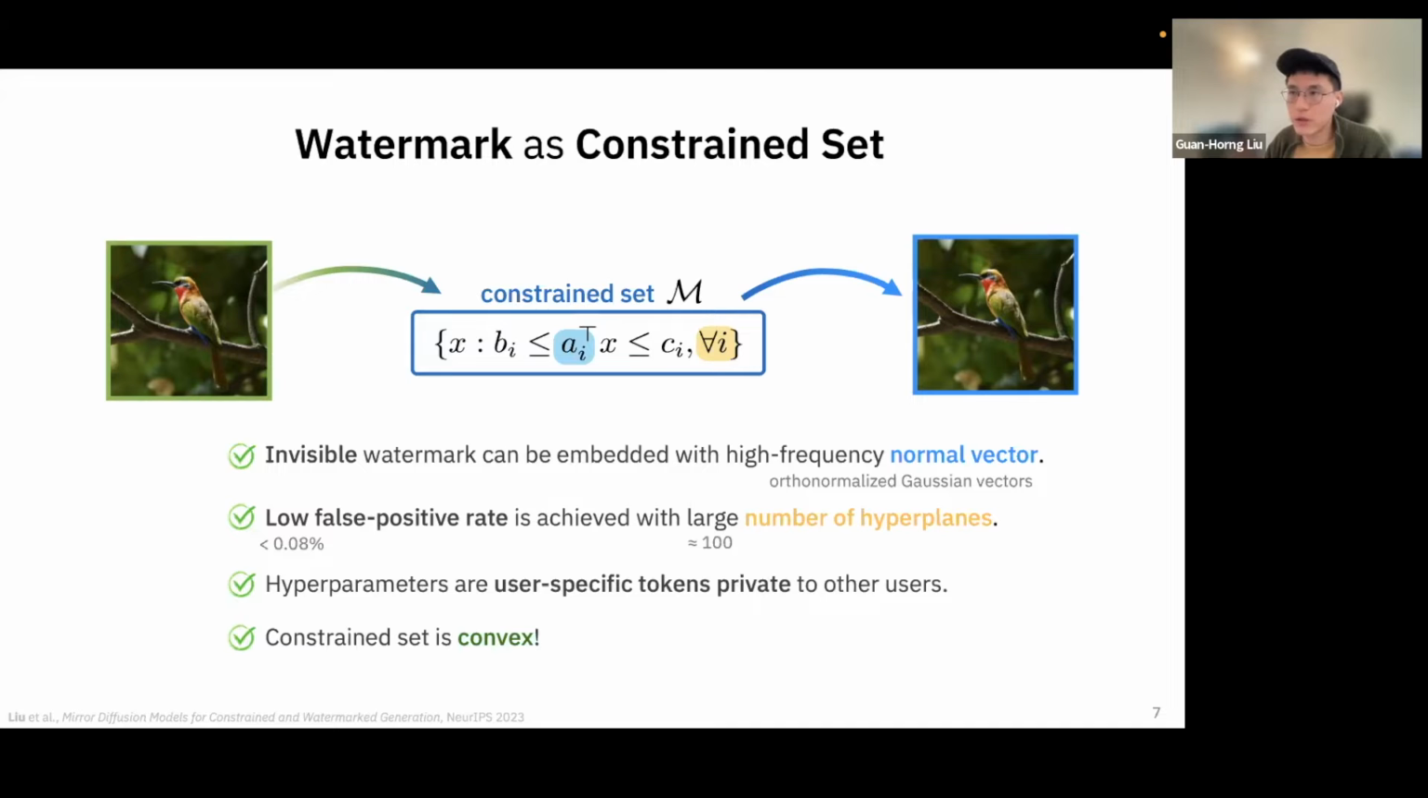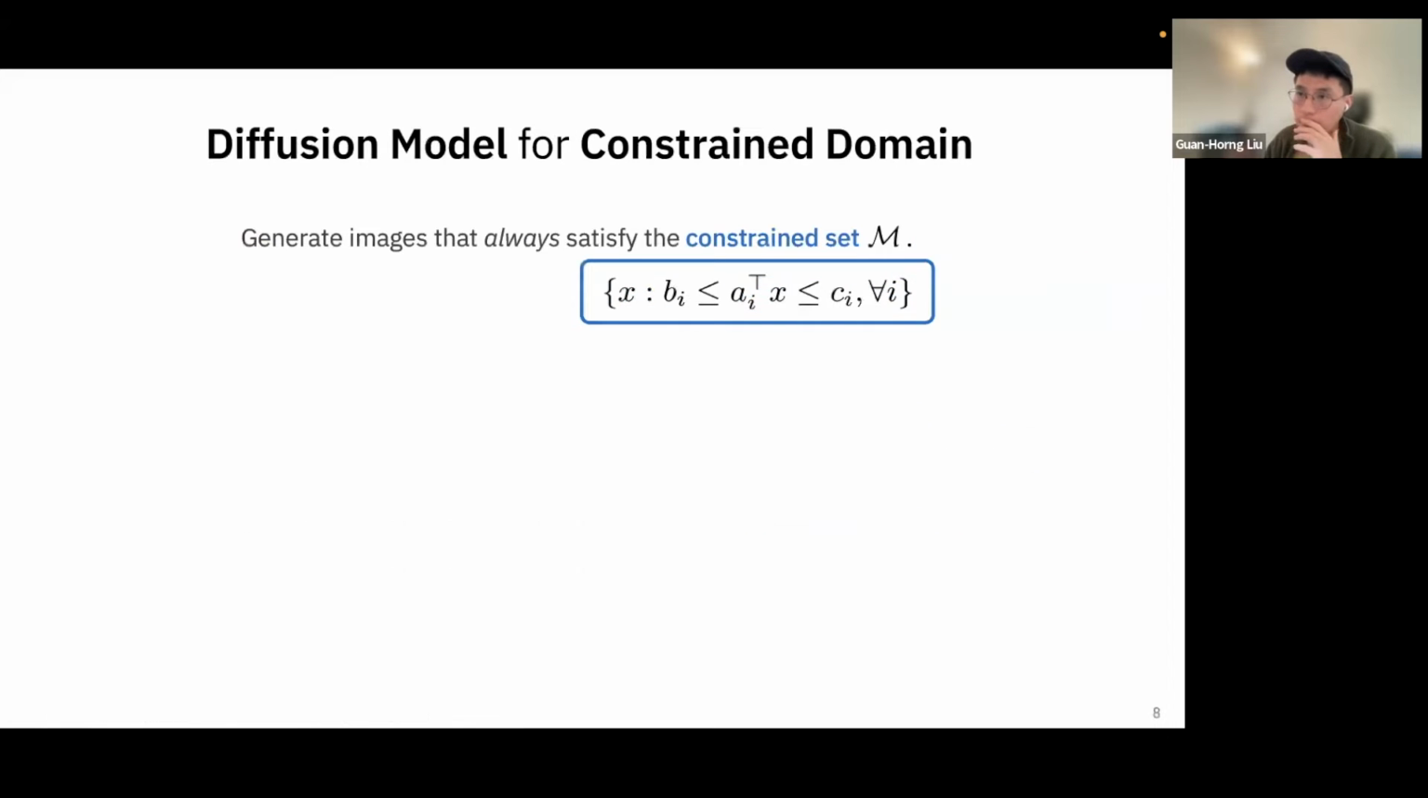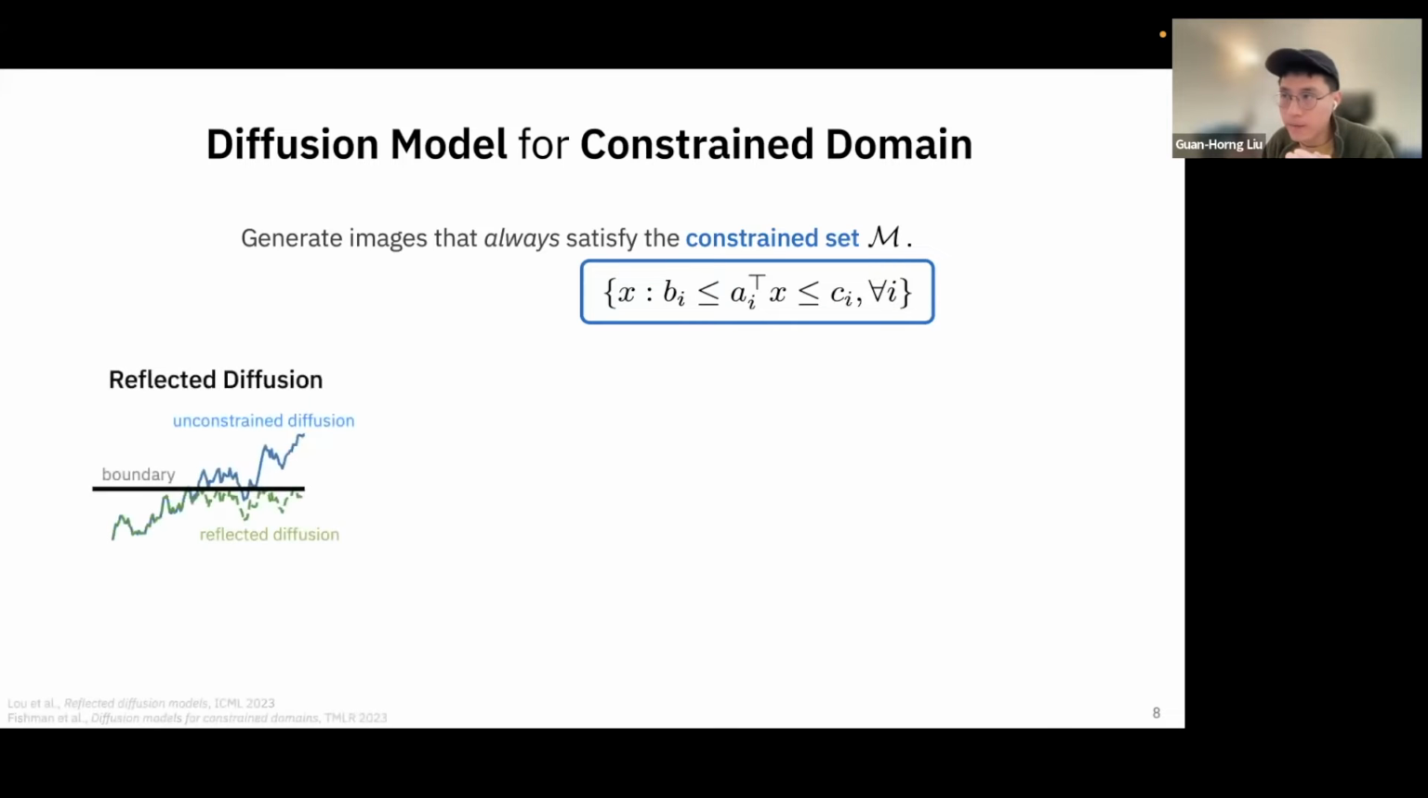So the remaining question is how to generate images that always satisfy this constraint set. In other words, our remaining goal is to develop a diffusion model tailored to this constraint domain. And the primary prior method for this purpose is the reflected diffusion. And as the name suggests, it reflects the diffusion process whenever it hits the constraint boundary, as shown in the left figure. The main issue, however, is that the score function of reflected diffusions is intractable. So prior work either has to approximate the score or use implicit score matching. And in either case, the training of these reflected diffusions becomes less scalable.